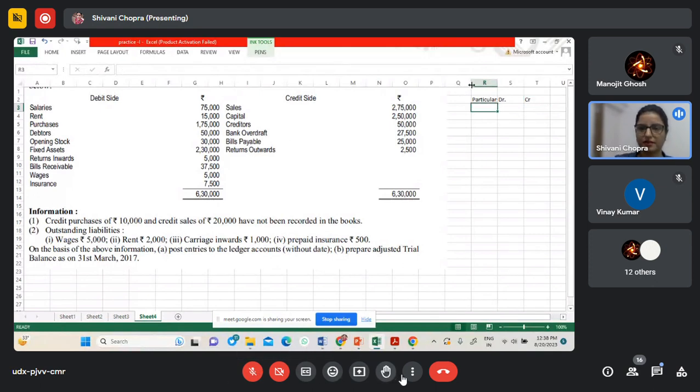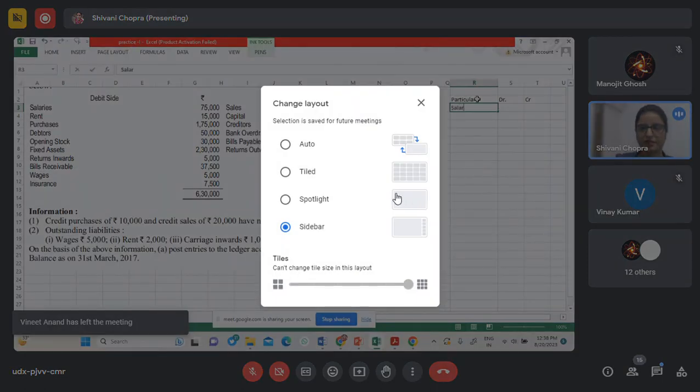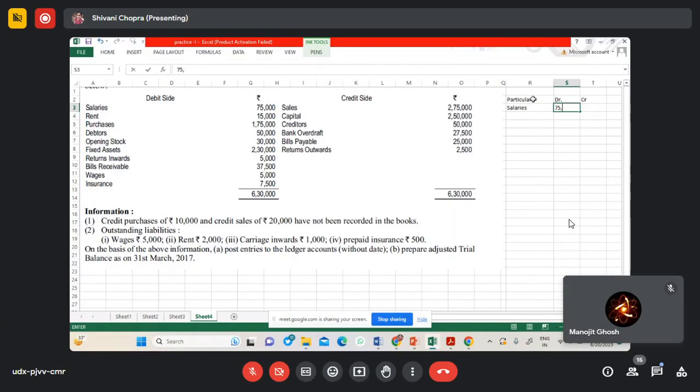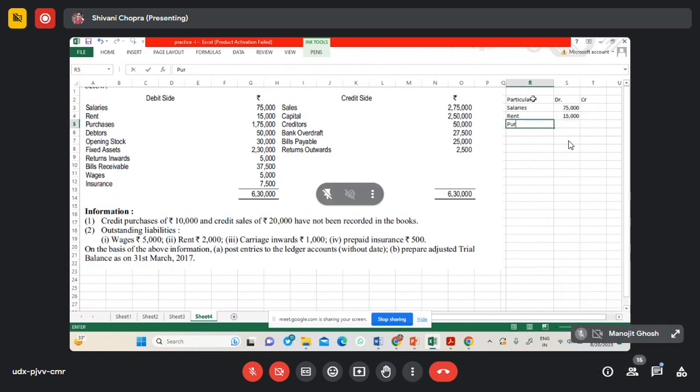So the first account we have is salaries. Now tell me, what is the balance of salaries? 75,000. Then you have rent. Rent is also an expense. You get 15,000. Your purchases, what is the balance of purchases? 1,75,000. Then you have debtors. Debtors will also have a debit balance. Then you have opening stock. What is the debit balance of opening stock? Then fixed assets.